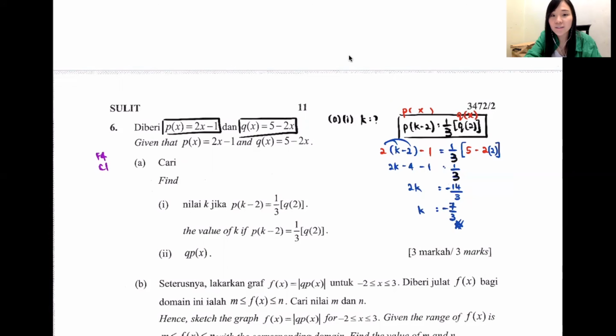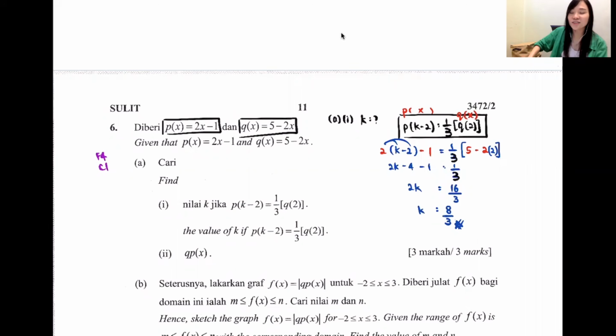Wait, I know already. I know which part I got wrong. Sorry, guys. So minus 1 minus 4. Minus 1 minus 4 is minus 5. Minus 5, move it over, is plus 5. 16 over 3. Times 2, move it over, divide by 2. 8 over 3.